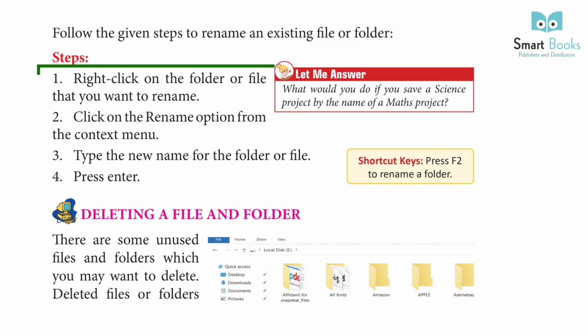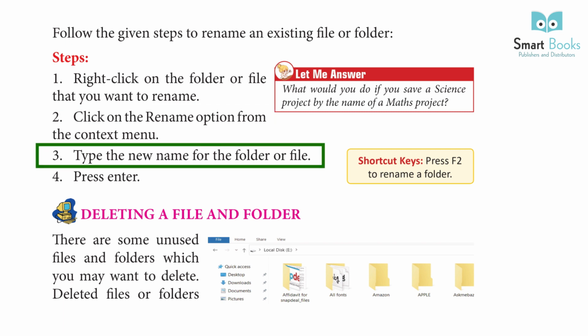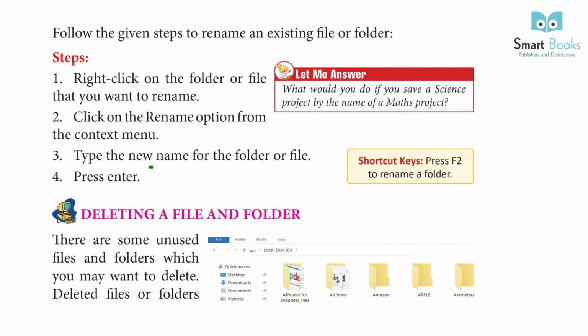Steps 1. Right-click on the folder or file that you want to rename. 2. Click on the rename option from the context menu. 3. Type the new name for the folder or file. 4. Press Enter. Let me answer. What would you do if you save a science project by the name of Maths project? Shortcut key. Press F2 to rename a folder.